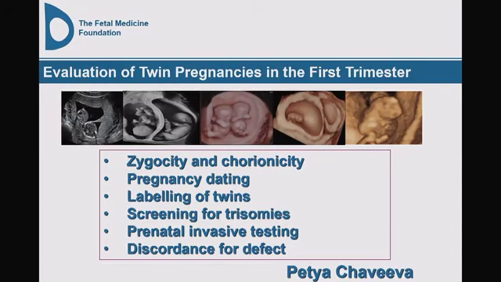I will discuss zygosity and chorionicity. I will make sure you know how to date the pregnancies in twins, how to label the two twins. Then I will go systematically through the different approaches in screening policy for the most common chromosomal abnormalities. What are the new insights in prenatal invasive testing, and how we would manage twins discordant for any structural defects.